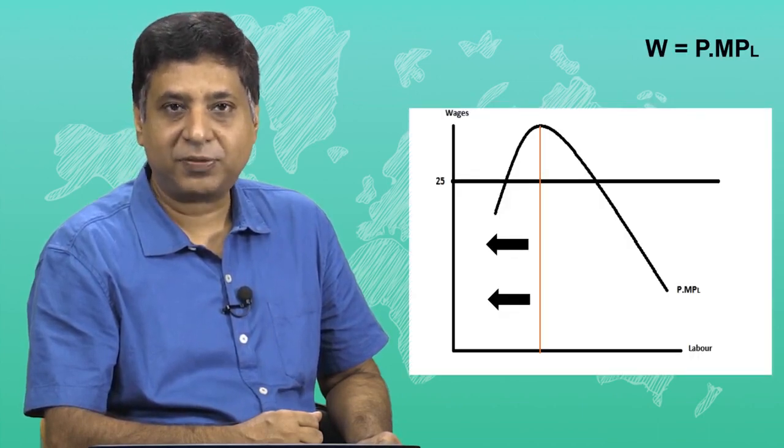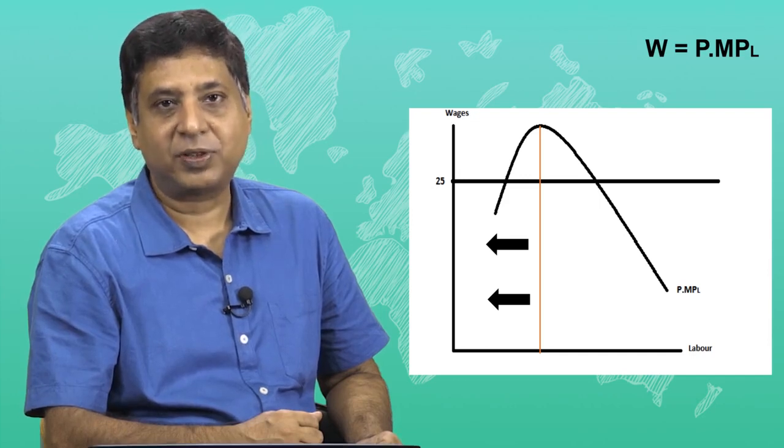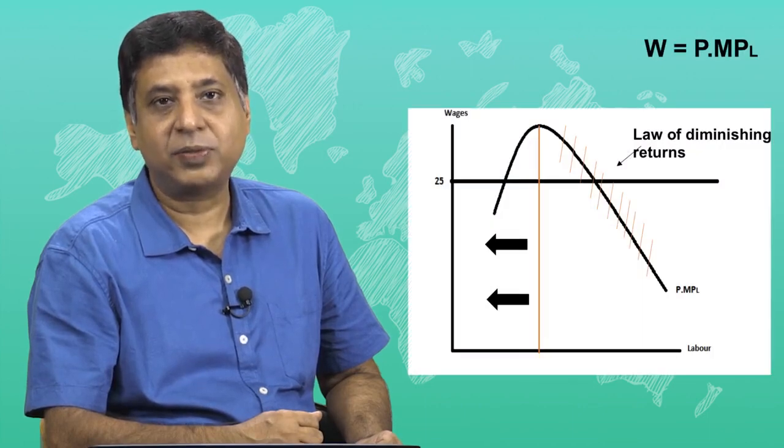You can say two things. One is that you would never choose a level of labor which is to the left of the maximum point of the value of marginal product curve. That means you would always choose to operate in the region where the law of diminishing returns applies. This obviously makes sense, because why would you choose to hire a certain amount of labor when you know your productivity is increasing? So you would always choose to operate at a point where the law of diminishing returns applies.